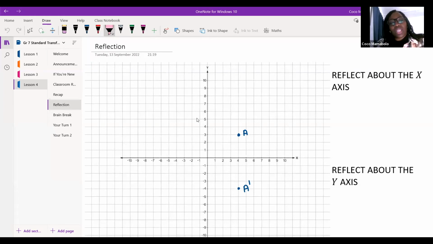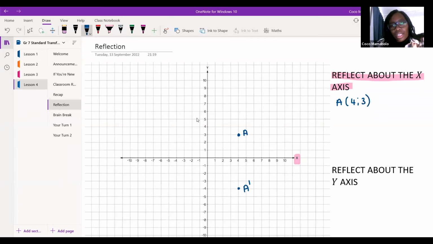Okay, so the first thing we're going to do is we're going to look at our X line or our X axis as our mirror. That's why I've written here, reflect about the X axis. And I'm going to explain what it means. Can you guys give me the coordinates for A, please? Good, Emi. Excellent, Indine. Well done, guys. It's 4 and 3.